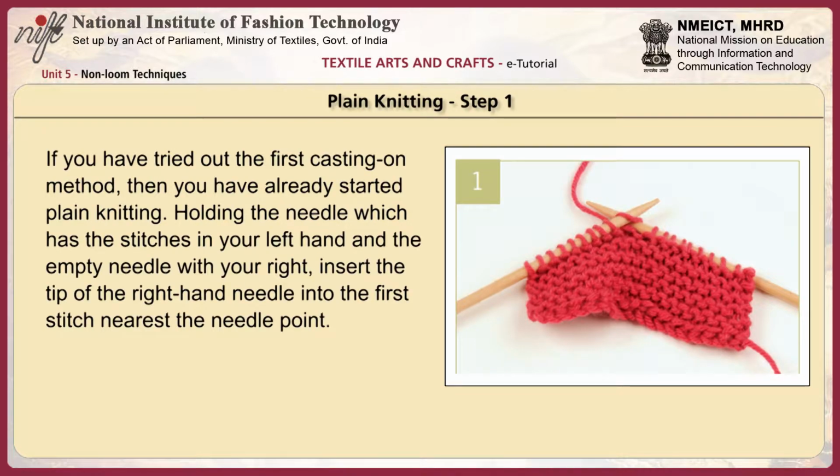If you have tried out the first casting on method, then you have already started plain knitting. Holding the needle which has the stitches in your left hand and the empty needle with your right, insert the tip of the right hand needle into the first stitch nearest the needle point.